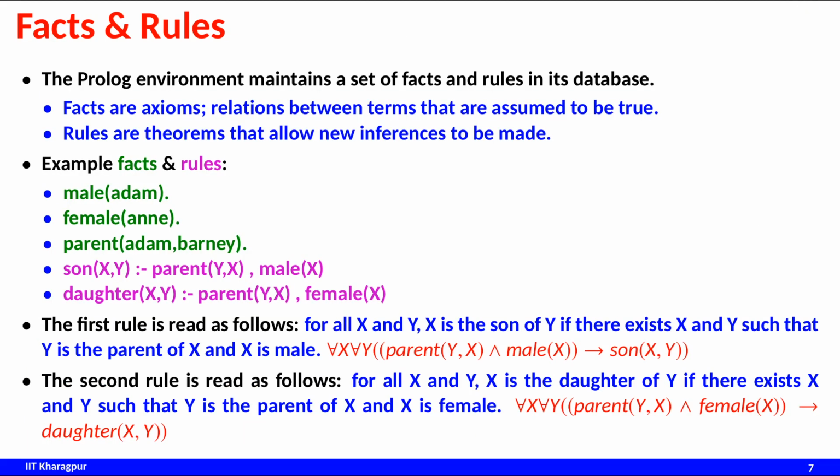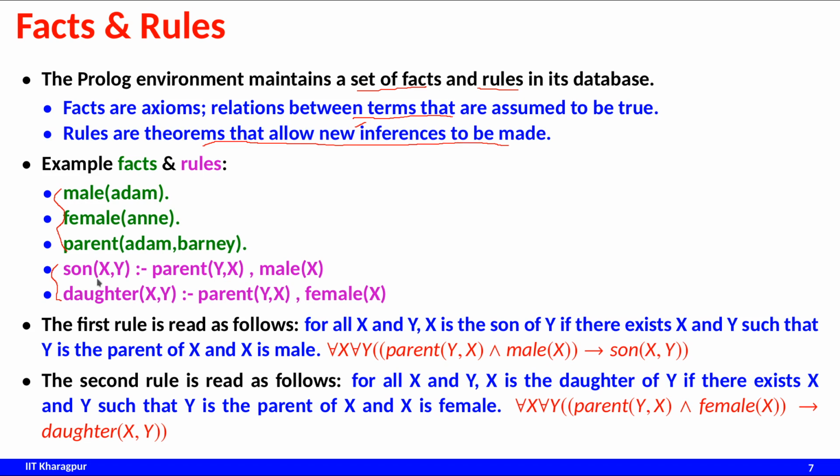When we write a Prolog program, it basically maintains a set of facts and rules in its knowledge base. Facts are basically axioms, which define the relationships between terms that are assumed to be true, and rules are basically theorems that allow new inferences to be made. So something like male Adam, female Anne. These are my facts, and I am defining a few rules, and using these rules, certain relationships can be derived from the knowledge base.